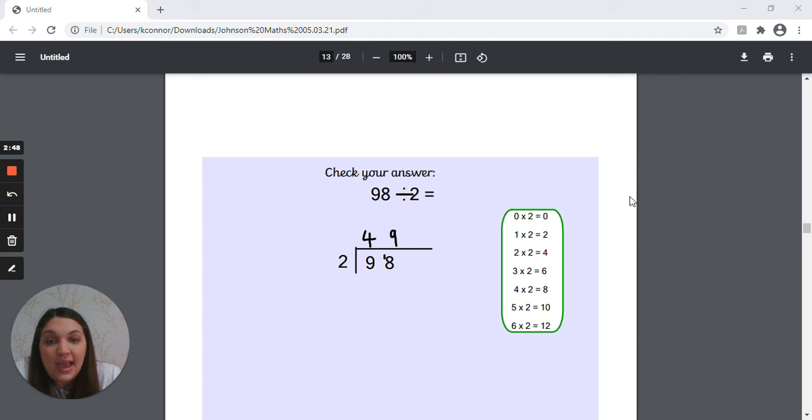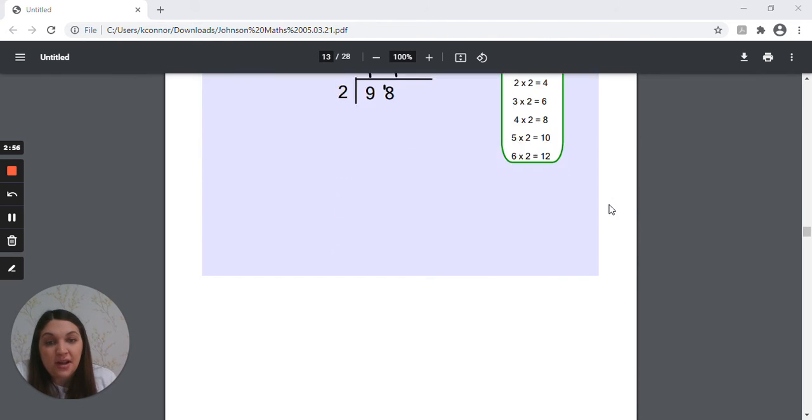Then you need to think, how many 2s go into 18? And that fits exactly as 9 lots of 2 make 18. So the answer was 49.